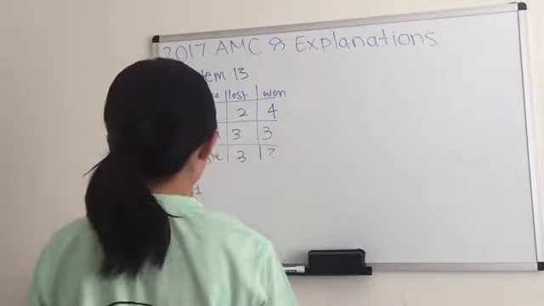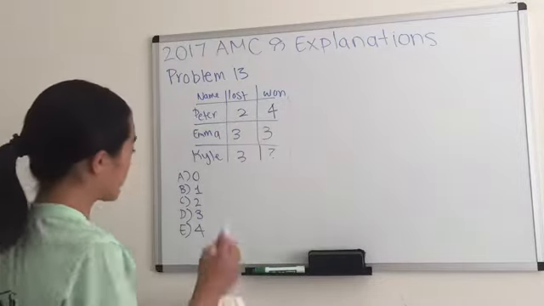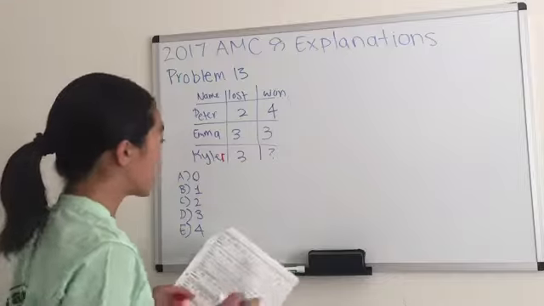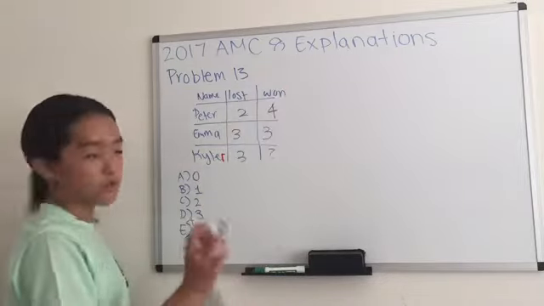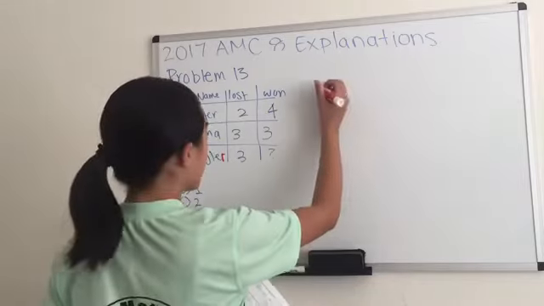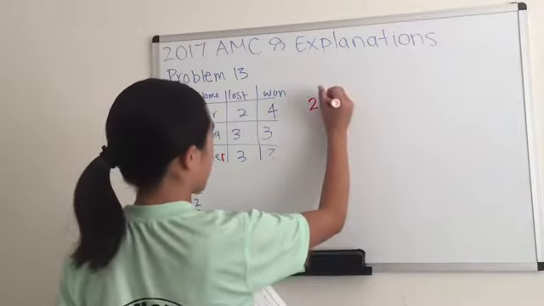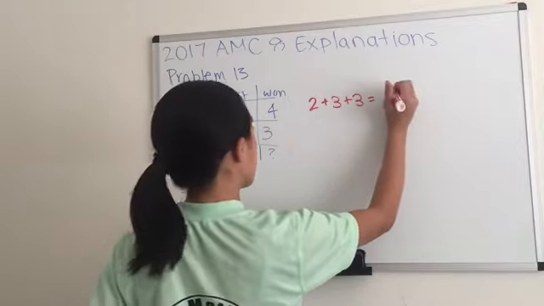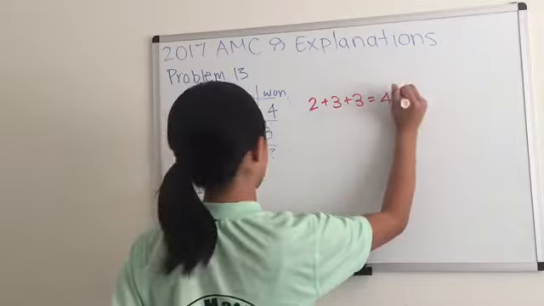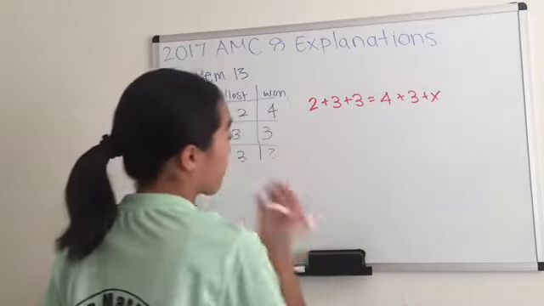So, in this case, this is all the information graphed, and then this is actually Kyler. So, technically, the number of games lost and the number of games won for each person should be equal. So we could put this into an equation. We can add up all the lost number of games, which is 2 plus 3 plus 3, equals the number of games won, which is 4 plus 3 plus, let's say, x for Kyler.